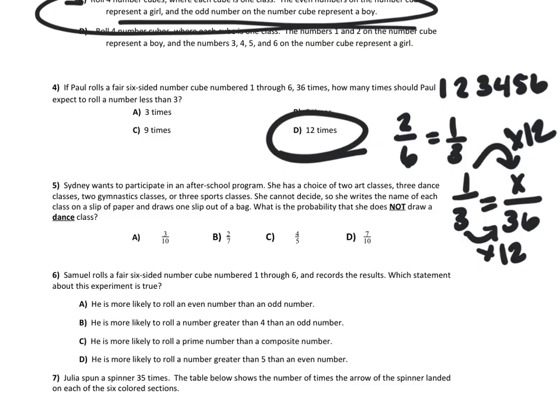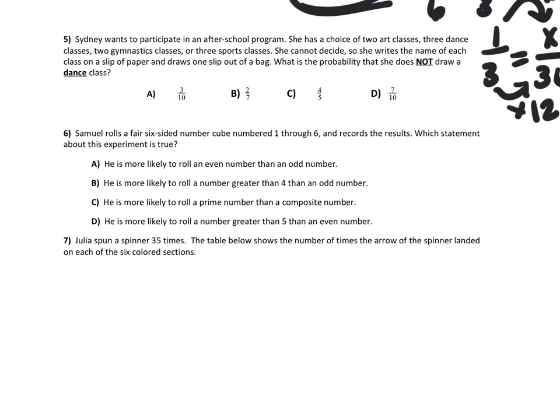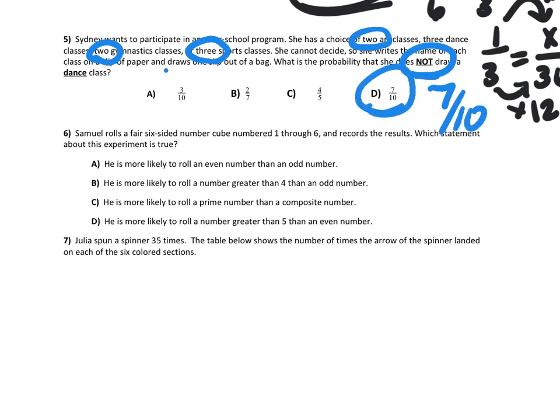Number 5. Sydney wants to participate in an after-school program. She has a choice of 2 art classes, 3 dance classes, 2 gymnastics, or 3 sports. She cannot decide, so she writes the name of each class on a slip of paper and draws 1 slip out of the bag. What's the probability she does not draw a dance? Well, everything but dance would be the 2, and the 3, right? So that's 3, 4, 5, 6, 7 out of 10 total, which is answer choice D.